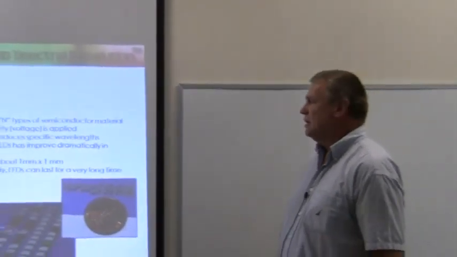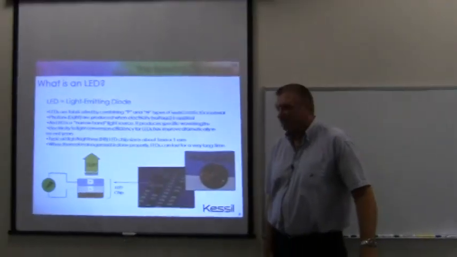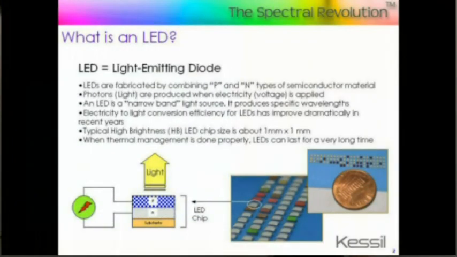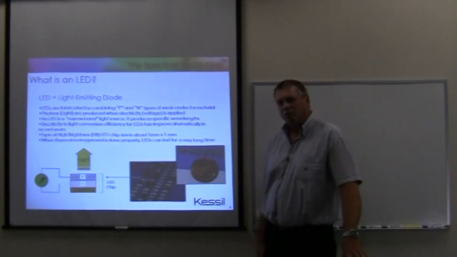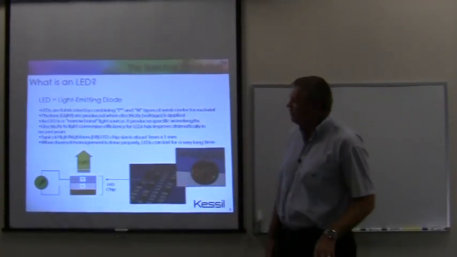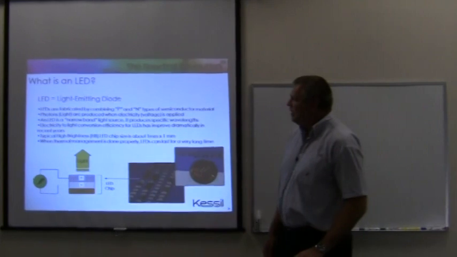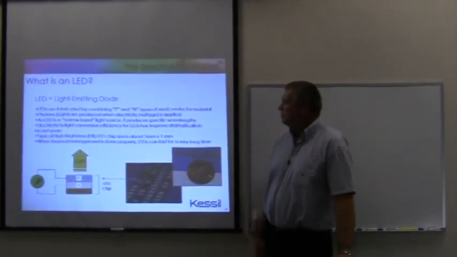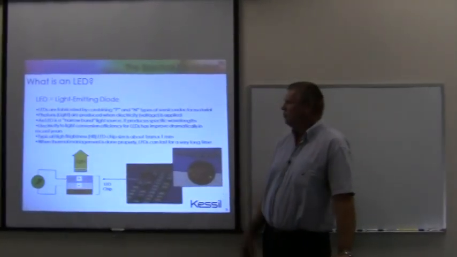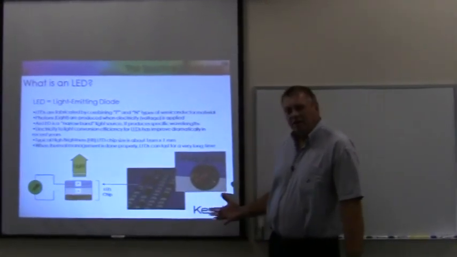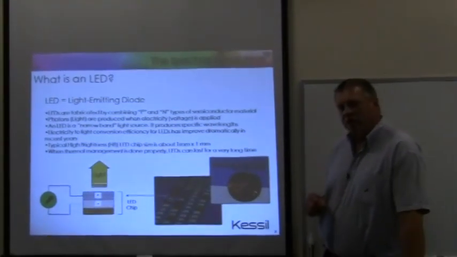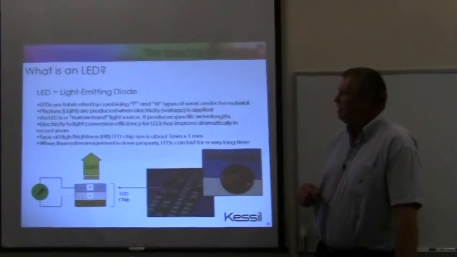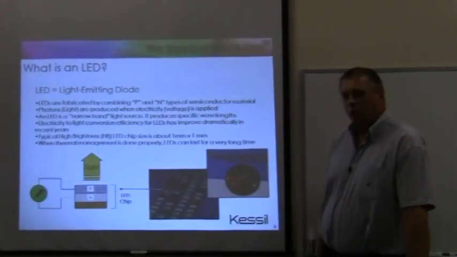What is an LED? The acronym stands for light emitting diode. Fundamentally, an LED looks like any other sort of diode electrically. It passes electrical current in one direction and not in another direction. And like any diode, LEDs are fabricated by combining P and N type semiconductor material to form a PN junction. The difference between an LED and another type of diode is that when electricity is passed through that PN junction in the forward direction, an LED emits photons of a particular wavelength.